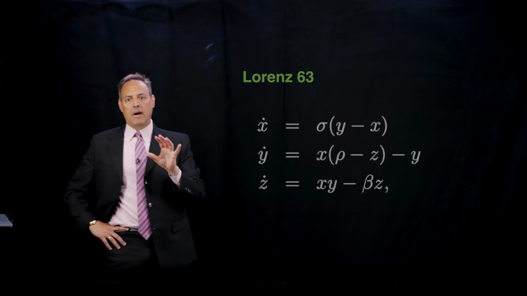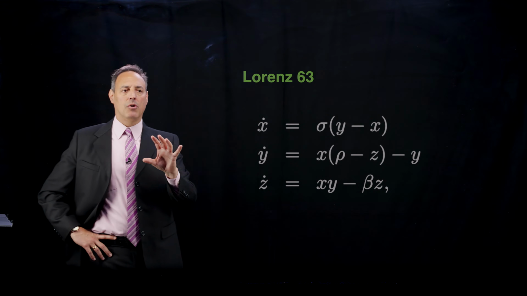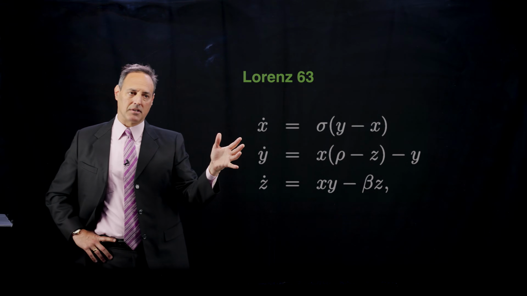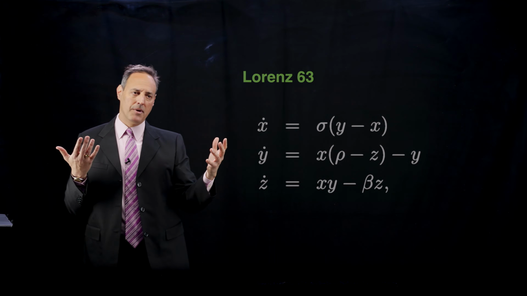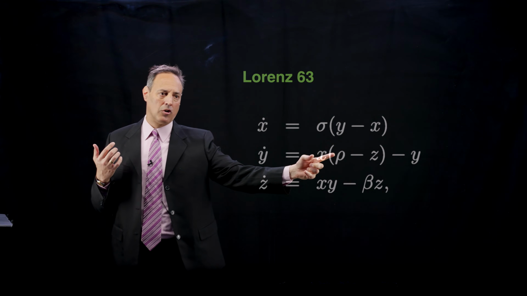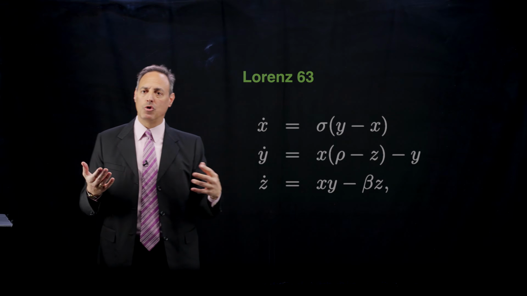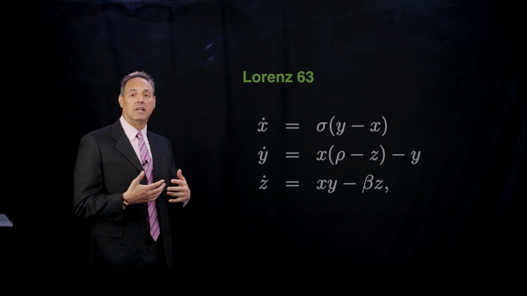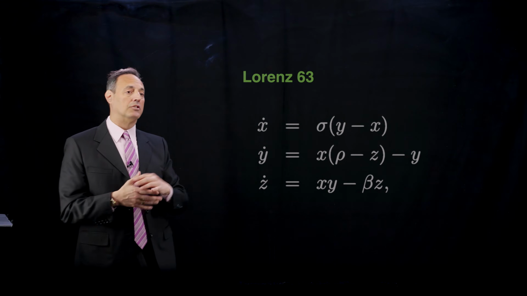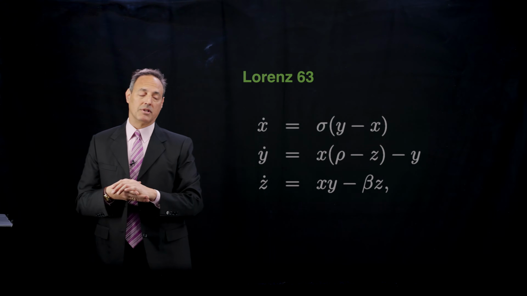So the system I'm going to explicitly show this on is the Lorenz 63 system. Here it is. It's a very simple 3x3 differential equation. It's got 3 parameters, sigma, rho, beta. And as you change those parameters around, you get some very interesting dynamics, including these chaotic butterfly attractors that are very famous for this system.